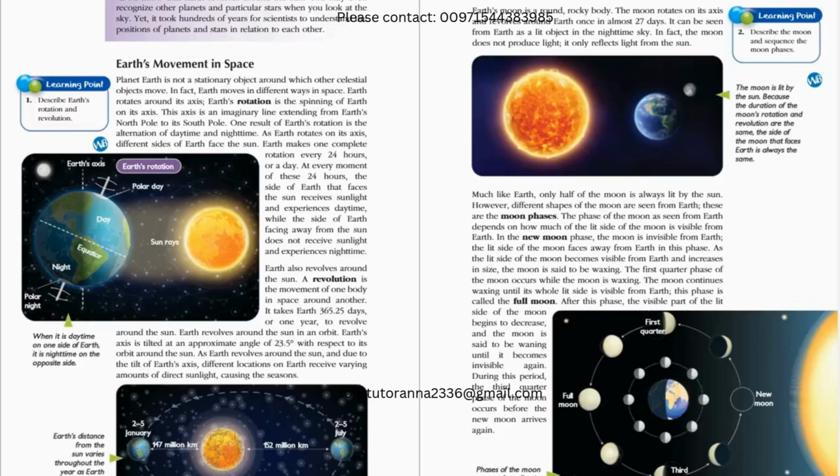Everyone. So for grade 6, we have chapter 6, section 1 on Earth's movement in space. There are two types of movements that the Earth takes: rotation and revolution. First, we'll cover the rotation.